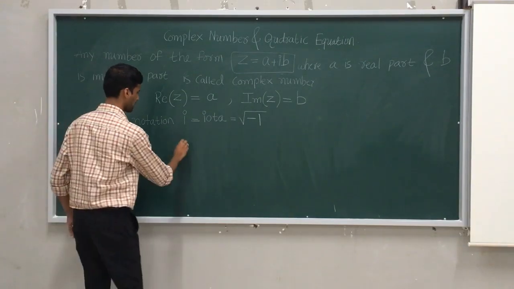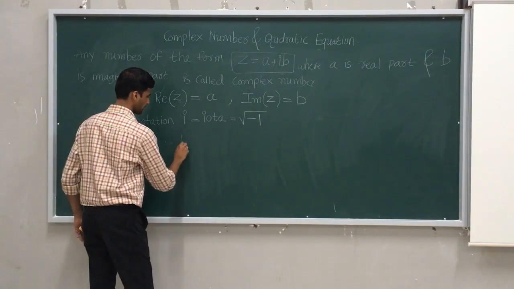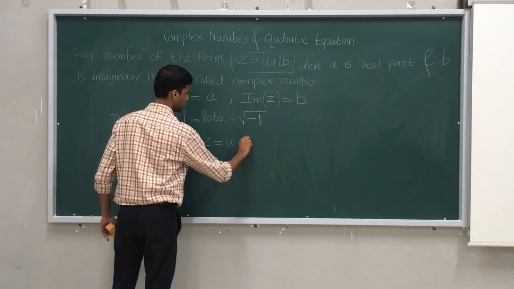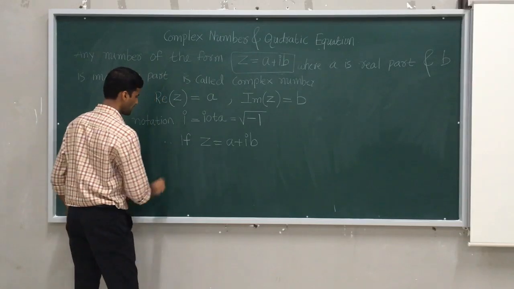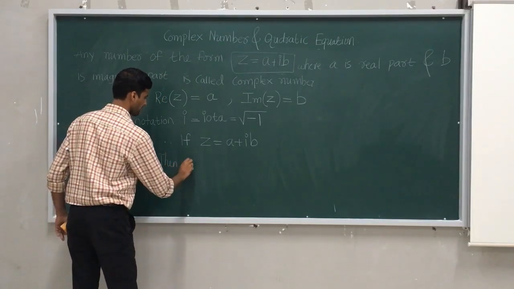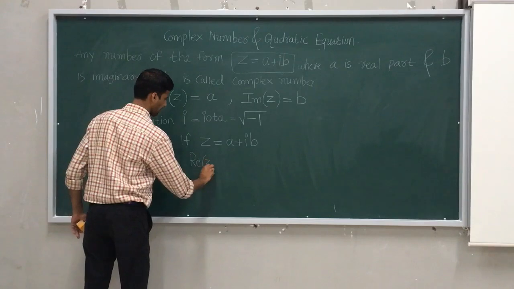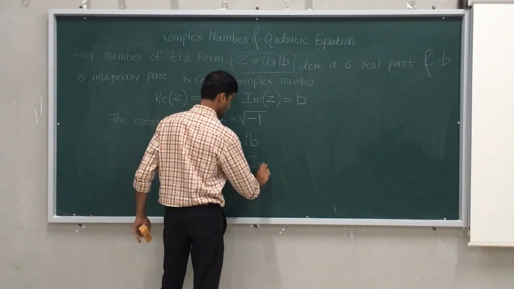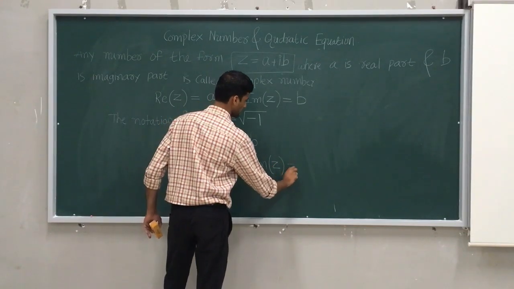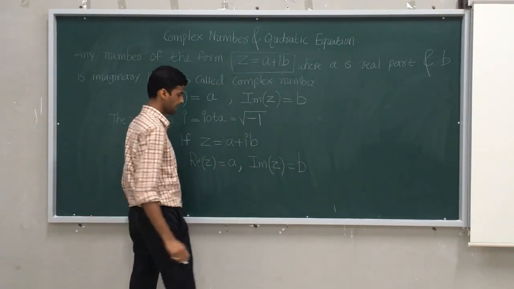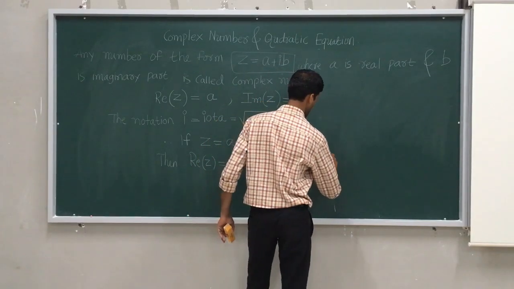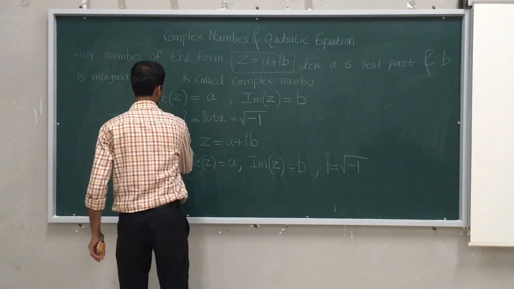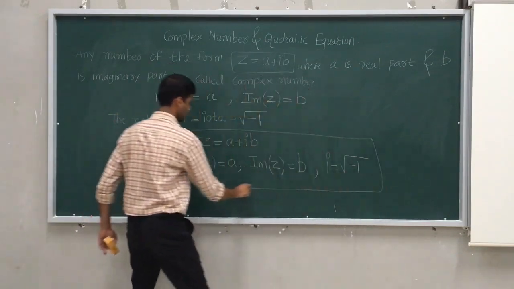Always keep in mind, if z equal to a plus ib is a complex number, then the real part of that complex number is a, the imaginary part of that complex number is b, and that i value is square root of minus 1. This thing you always keep in mind.